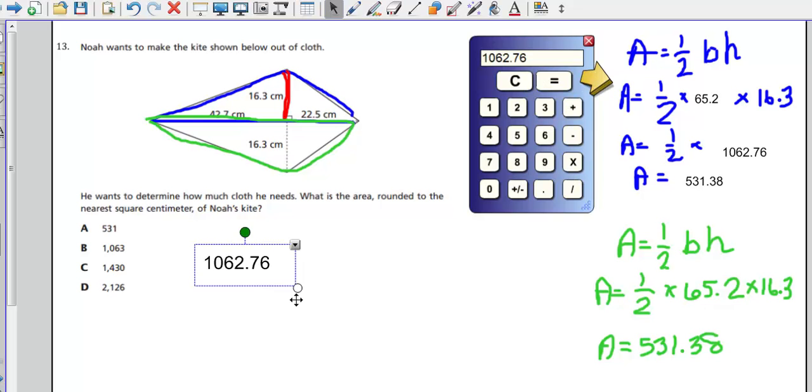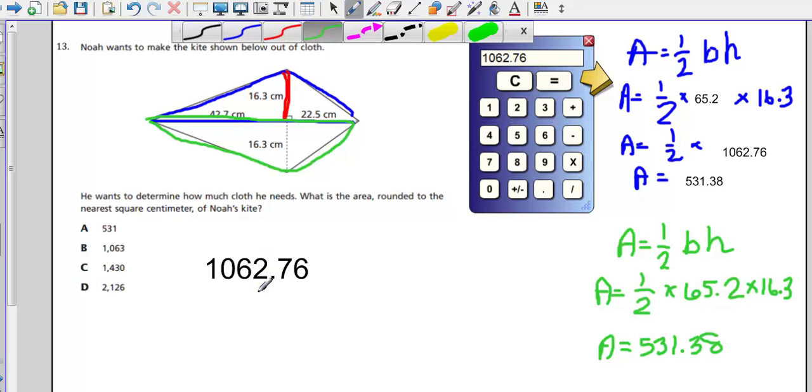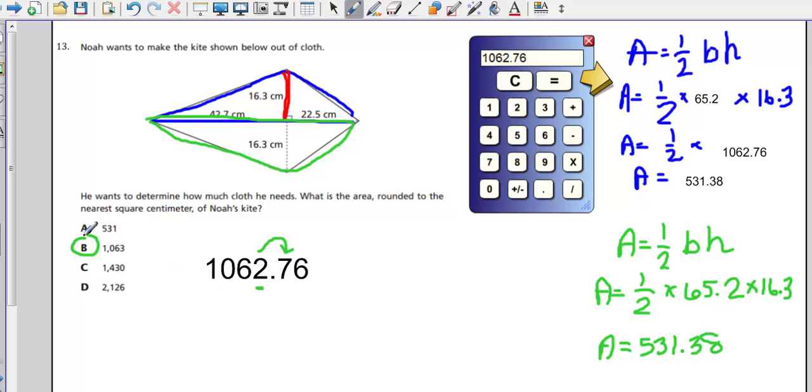Now let's compare it to the numbers that are here because it does say round to the nearest square centimeter. So the nearest square centimeter would be right here. Let's look at our indicator number. Is that a 5 or higher? It sure is. So that means we're going to change this to a 3, making B the correct answer.